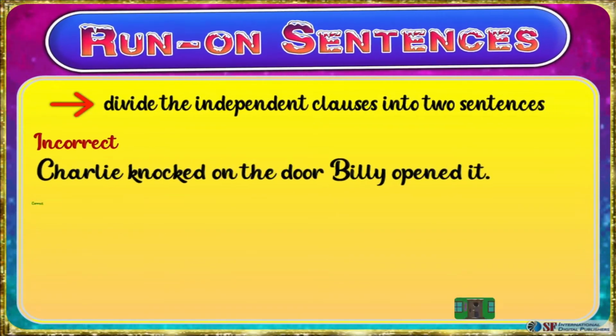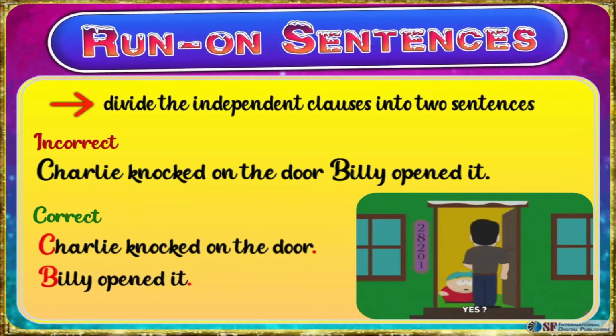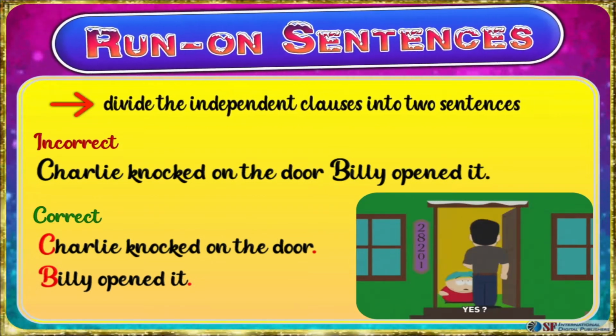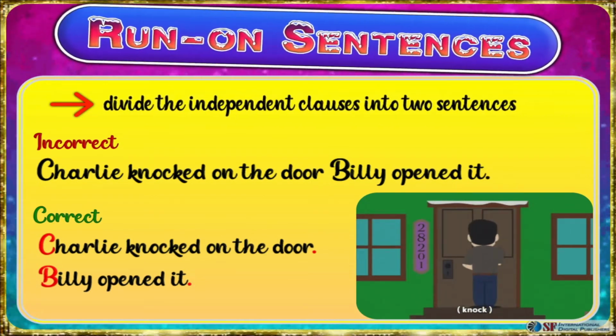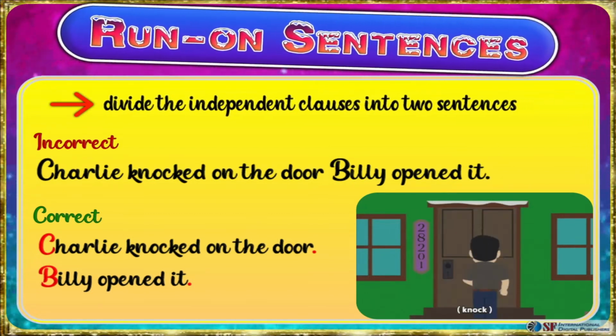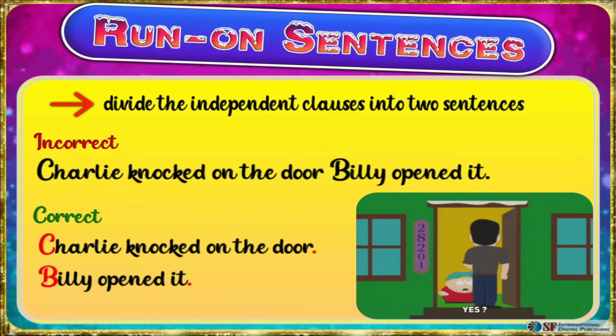This example has a run-on sentence occurrence issue. Charlie knocked on the door, Billy opened it. We can resolve this issue by dividing the independent clauses into two separate sentences, where both sentences begin with a capital letter and end with a punctuation, like a period or a full stop.